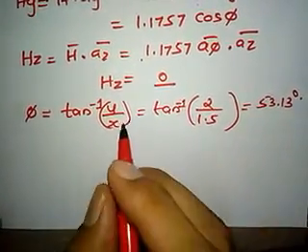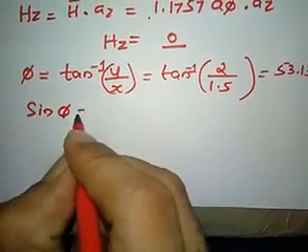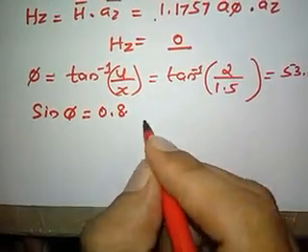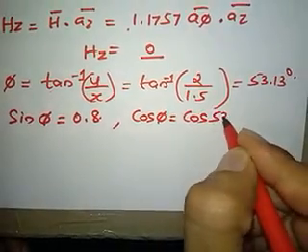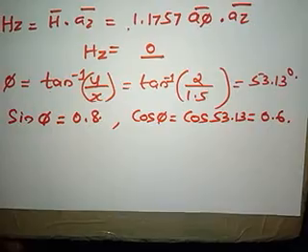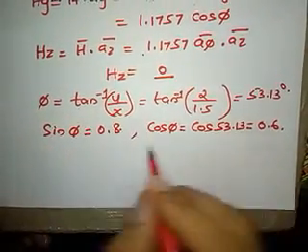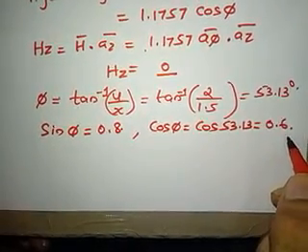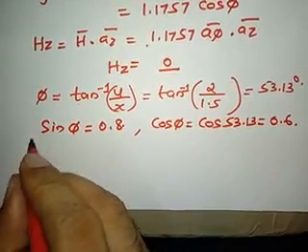Phi is 53.13 degrees. Then find out sin phi now. Sin phi will be equal to 0.8, that is sine of 53.13. Then similarly cos phi is cos of 53.13, so this will be equal to 0.6. Okay, we have calculated it. So we are getting cos phi is cos 53.13, that will be equal to 0.6.